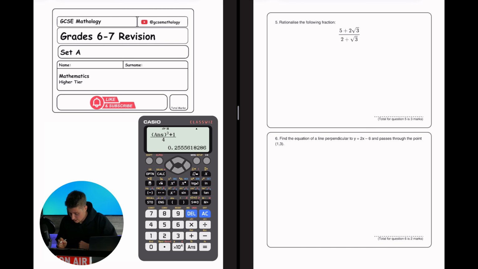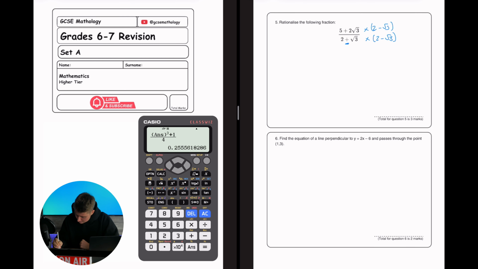Question 5 says rationalize the following fraction. We've got 5 plus 2 root 3 on the numerator and then 2 plus root 3 on the denominator. So we're going to multiply the top and the bottom of the fraction by 2 minus root 3. So we change the sign in the middle between the two terms. So 2 minus root 3.